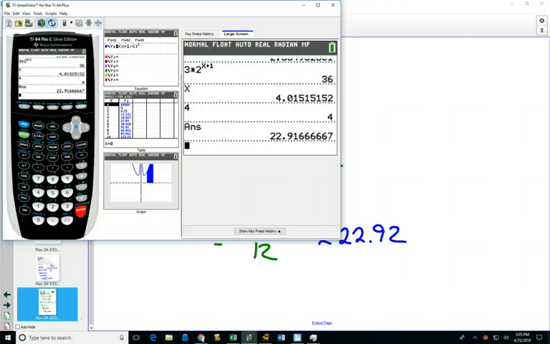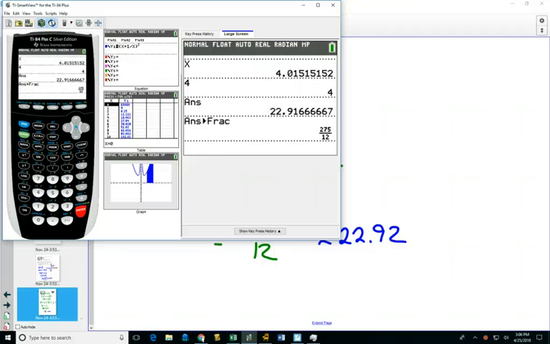Now, second answer, then math, fraction, enter, and we get 275 over 12. I like how we figured out the exact value.